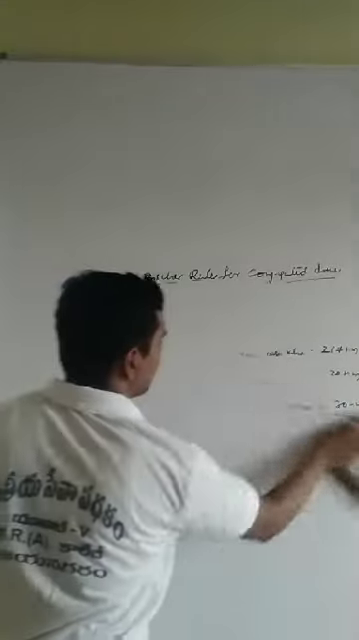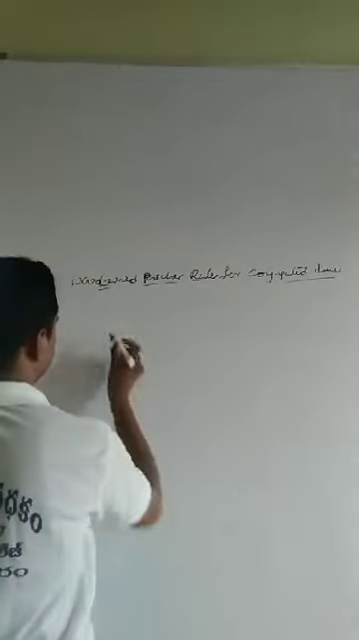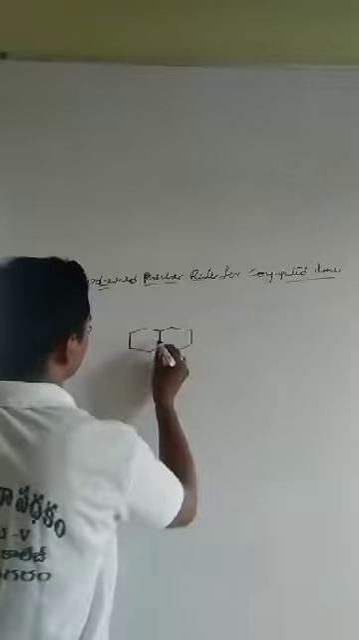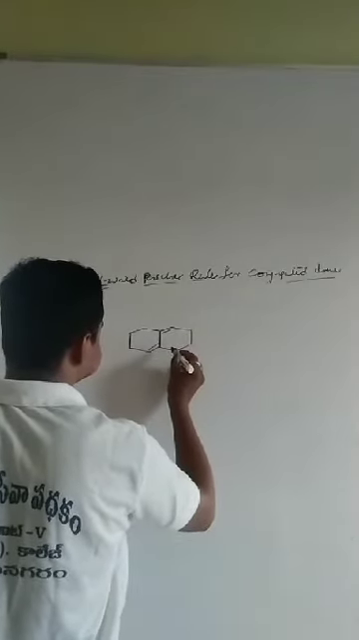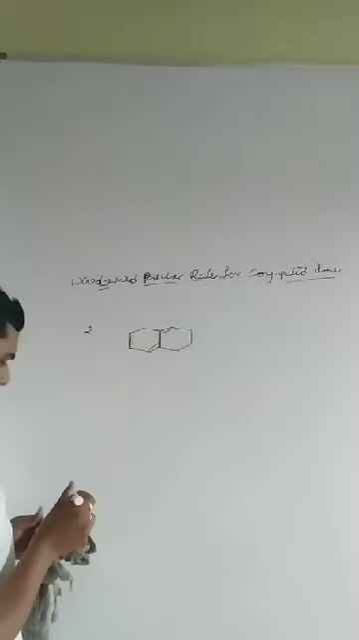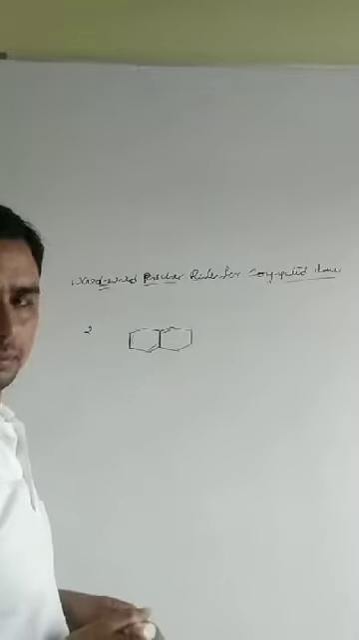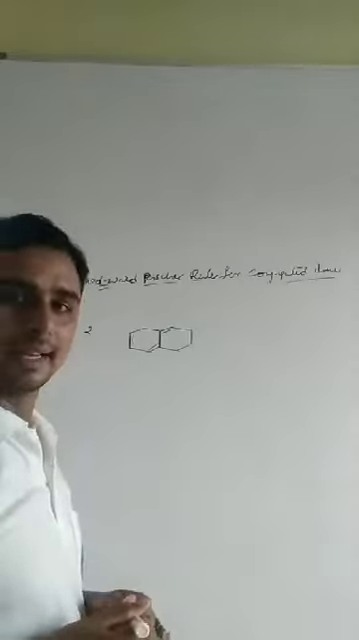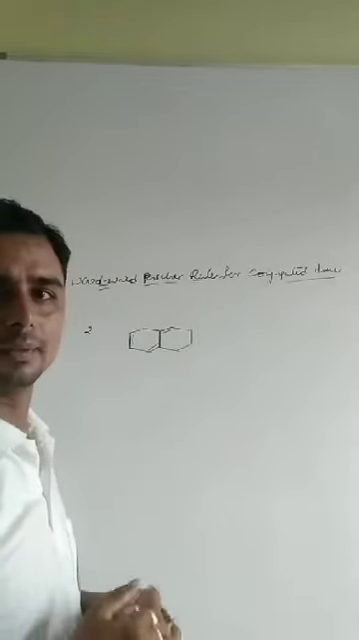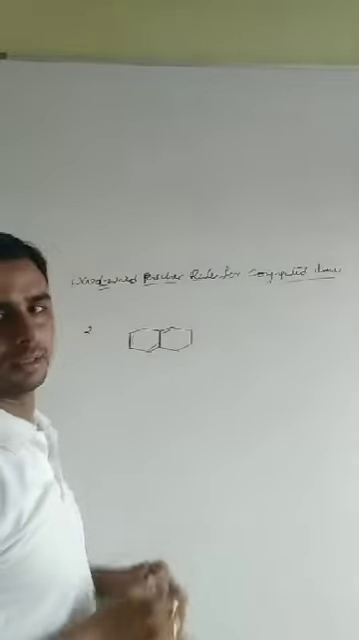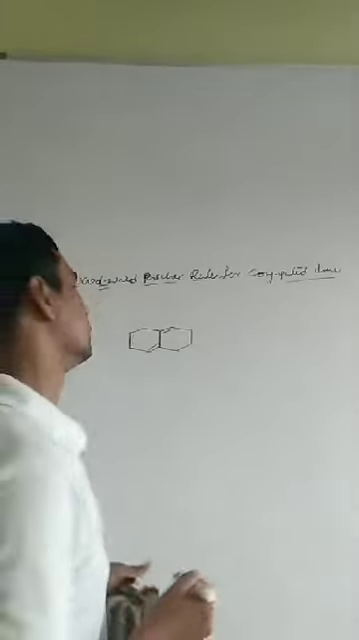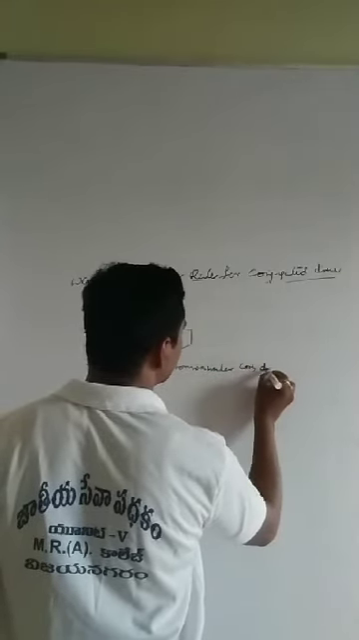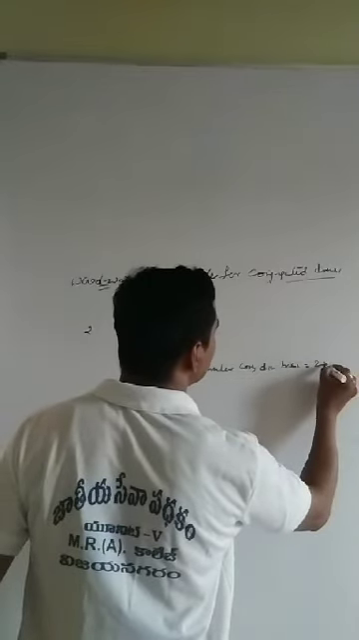Second example. See the molecule. Is it cyclic or acyclic? This is a cyclic compound. In cyclic there are 2 types, heteroannular and homoannular. Both are present in these annulars. So what will we take? Homoannular. So the homoannular conjugate diene basic value is 253 nanometers.